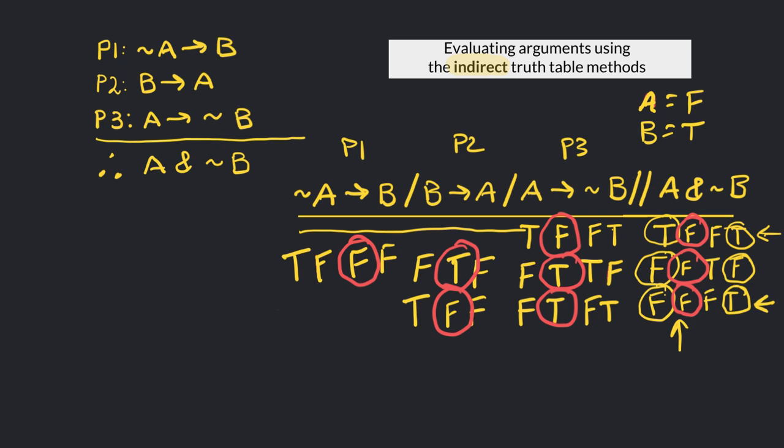So since we can't consistently apply the truth values under the assumption of invalidity, and we checked all 3 possible combinations of truth values that would make the conclusion false, this argument is valid. And we know it's valid because we checked all 3 possible ways that the conclusion could be false, and we could not consistently apply those to the premises and make those premises true.